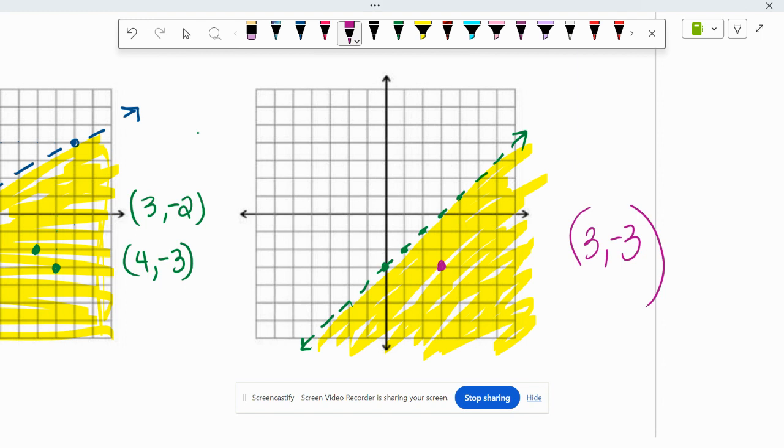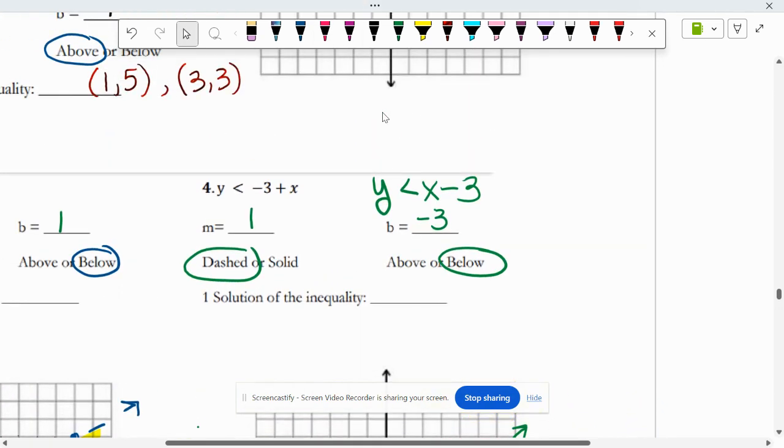So how should that inequality be written if it's in y equals mx plus b? What do I have to change around? Y equals x plus negative. Yeah, it needs to be y equals x minus 3. That's the first thing I need to do. I need to write it as y equals x minus 3, or y is less than, sorry, x minus 3.